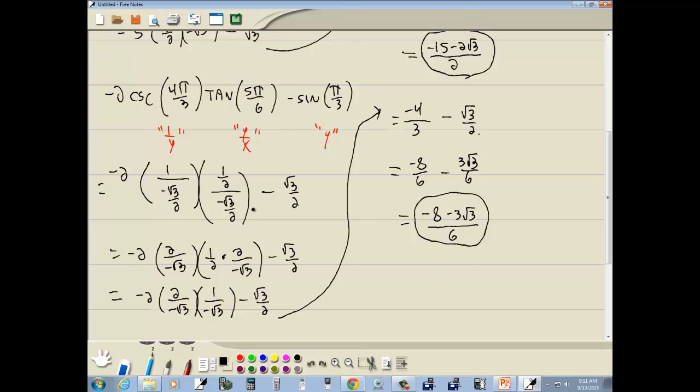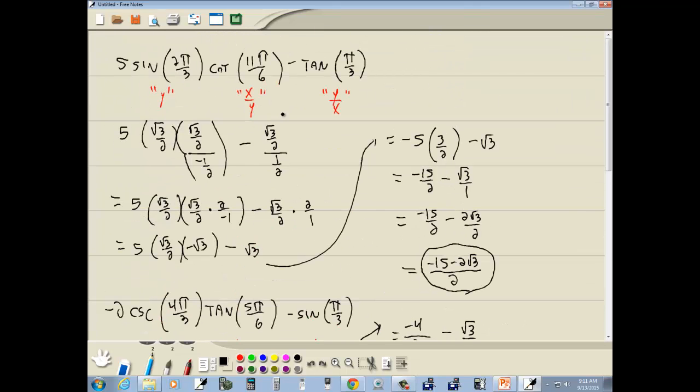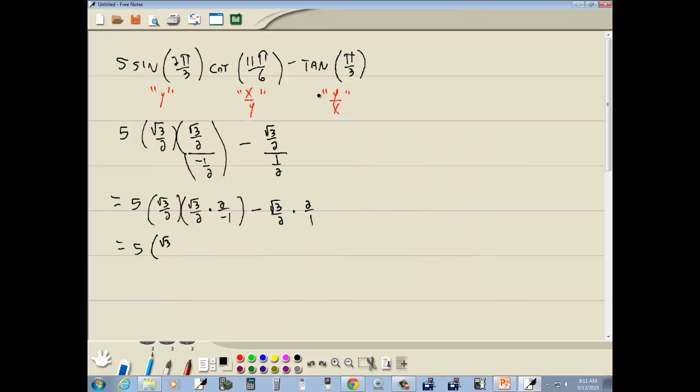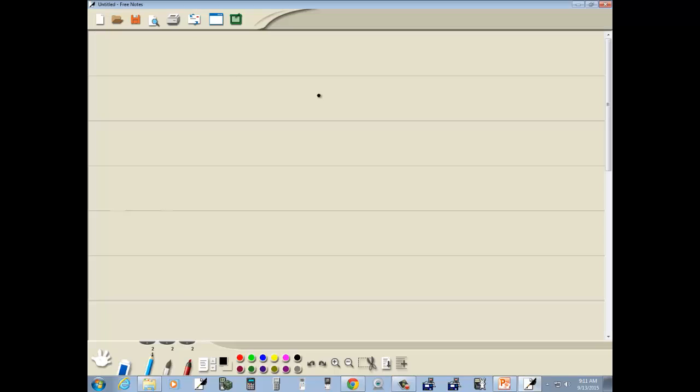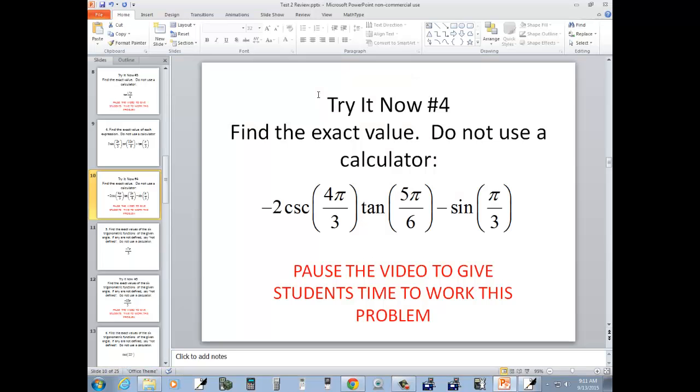Now, assuming no basic math error. Let me clear off the tablet. Even if there's a basic math error, you understand the general principle. Doesn't mean I'll accept basic math errors on the test, but all of you are younger than me.